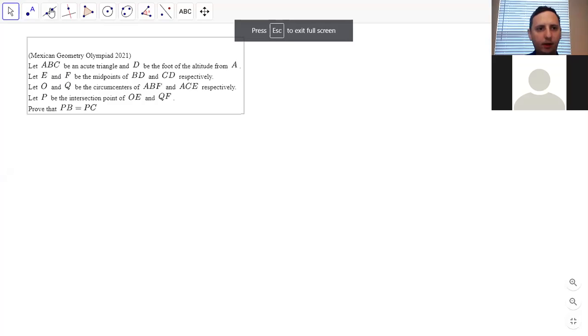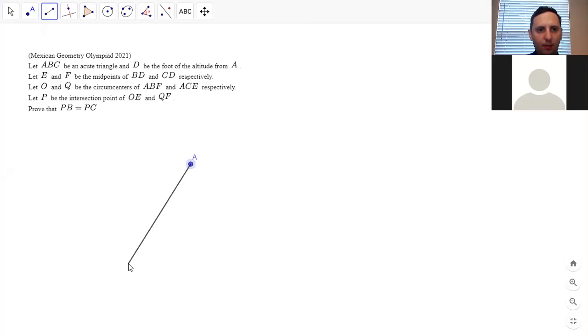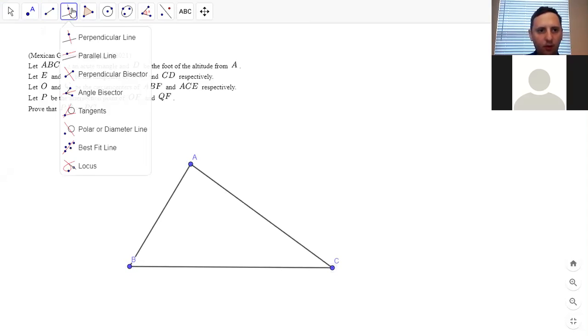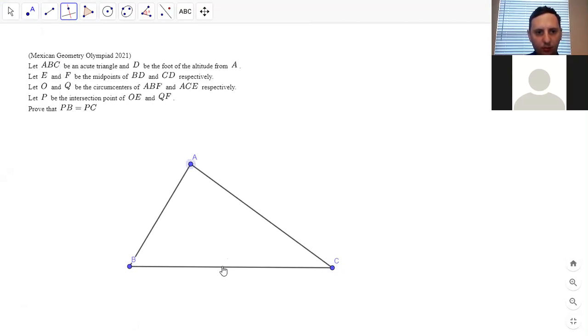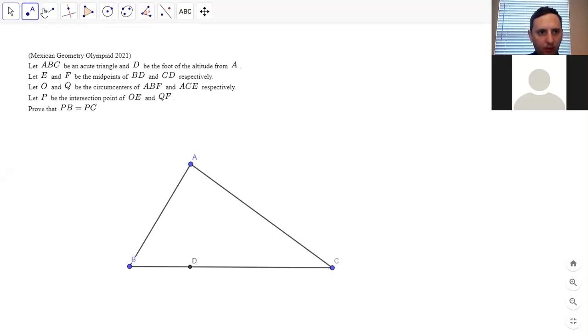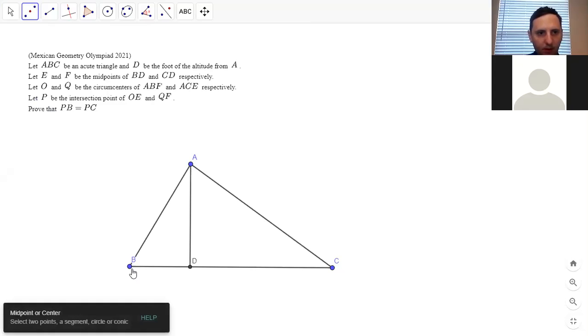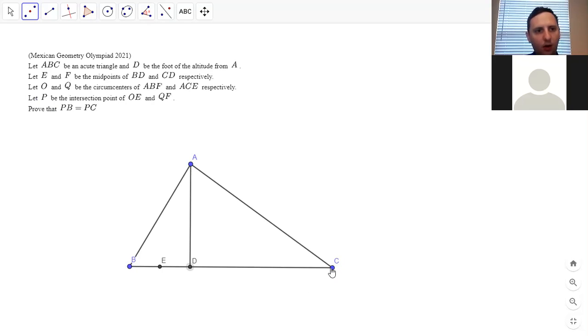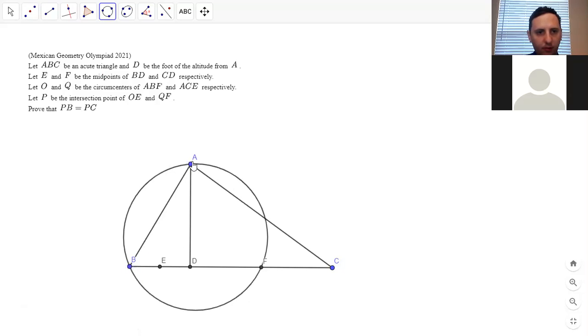So here's the first problem I chose. We have a triangle ABC, and D is the foot of the altitude. And then we take the midpoints of BD and CD. All right, so let's draw that altitude. This is point D. And then we take the midpoints of BD and CD. That's going to be E and F. And O and Q are the circumcenters of ABF and ACE. It's an interesting configuration. And P is the intersection of OE and QF.